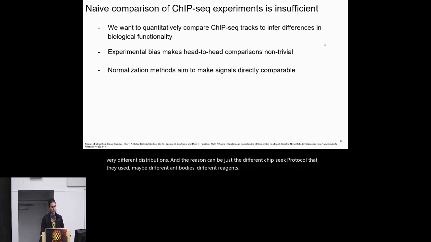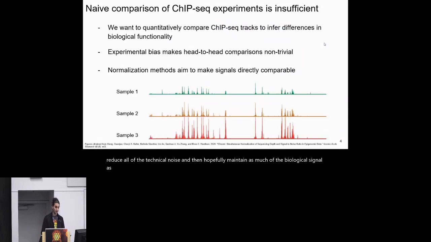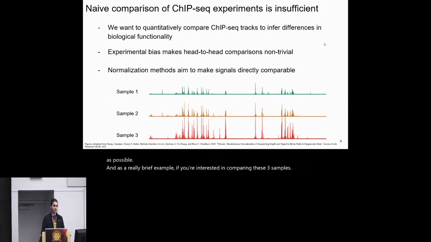And so what you want to do in this case is to use a normalization method, which will essentially reduce all of the technical noise and then hopefully maintain as much of the biological signal as possible. And as a really brief example, if you're interested in comparing these three samples, if you just look at the signal intensities, then you would think that sample 3 has the most biological activity going on.